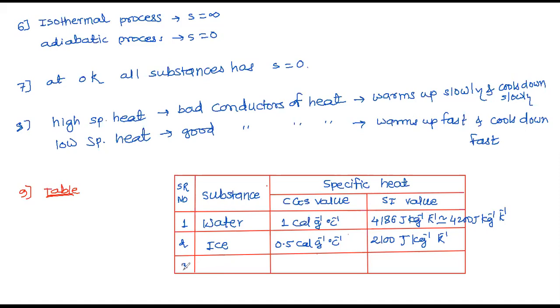And next one, third one, that is steam. For steam it is 0.47 calorie gram inverse degree Celsius inverse, and this is equal to 1970 joule kg inverse Kelvin inverse. Okay, so note down all these specific heat values and read once, revise once.